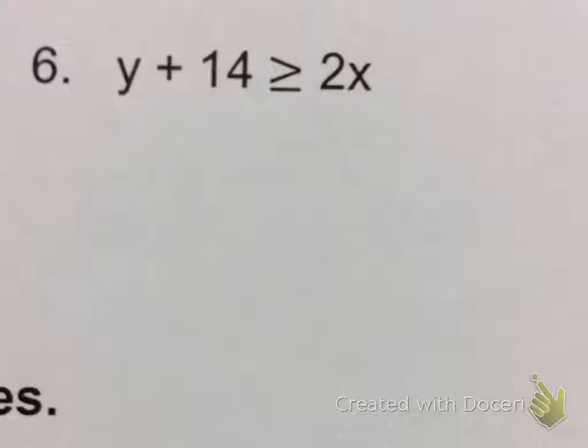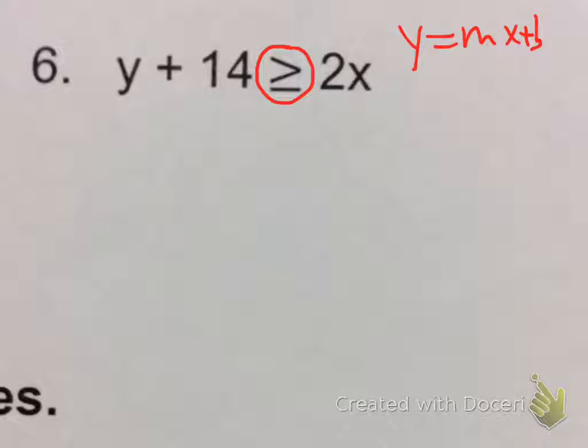This next one right here, if we're looking for slope or y-intercept, we're going to ignore for a minute that it's a greater than or equal to sign. And we need to get it into the form y equals mx plus b. So I need to move the y to the other side, or the x to the other side with the y and the number 14.